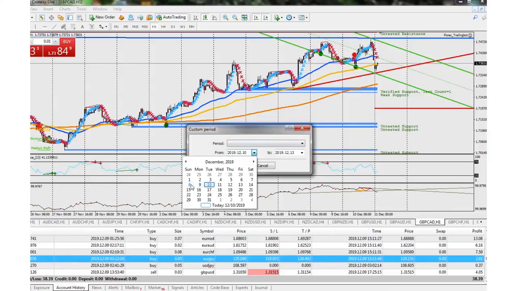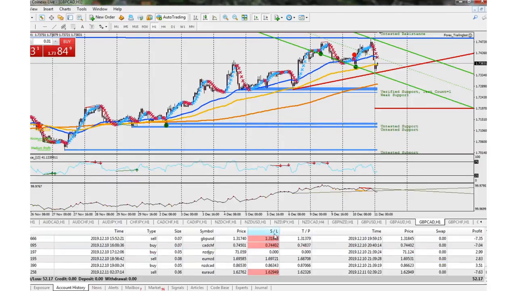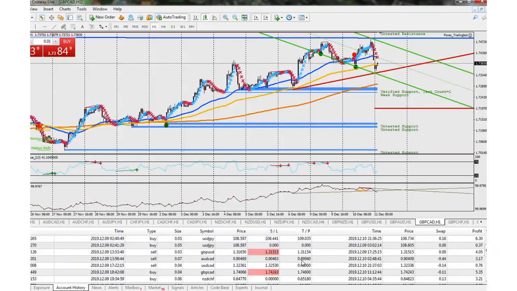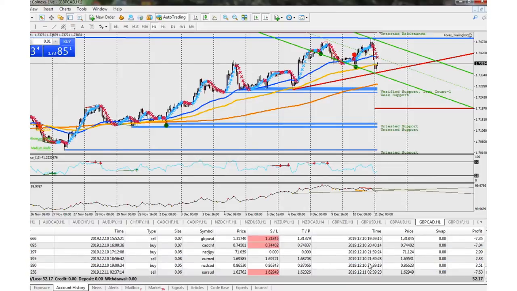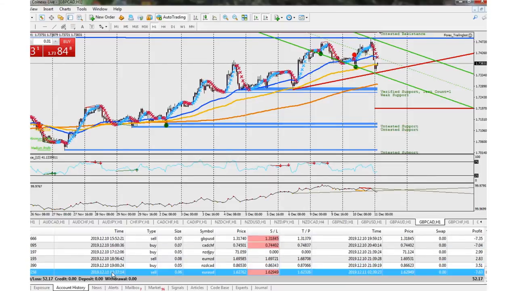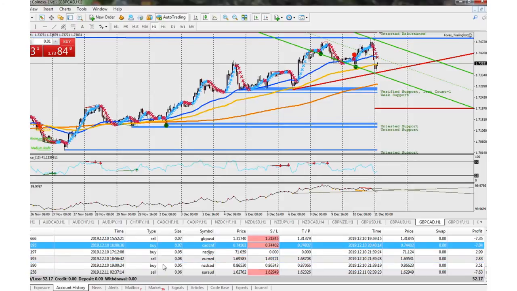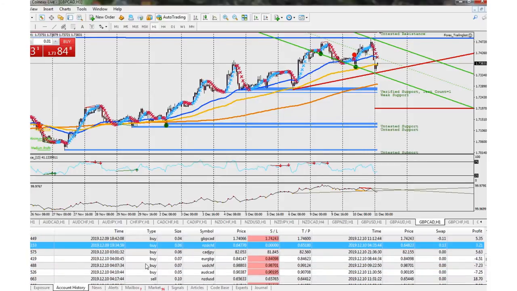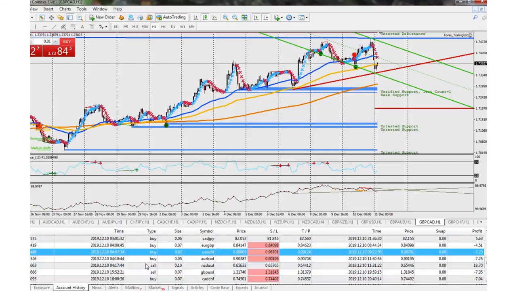So from the 8th till now, $52. Today I did like $21 or something like that. So let's go back and look at the chart. All right, here we go.